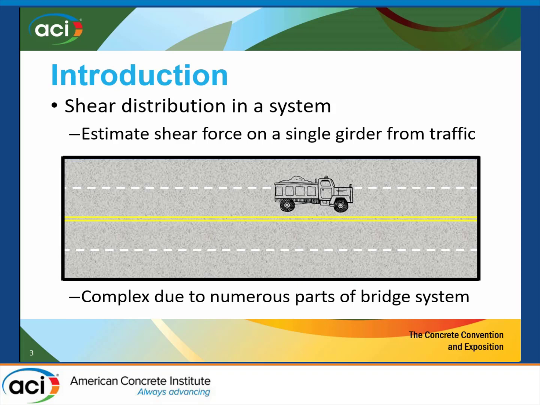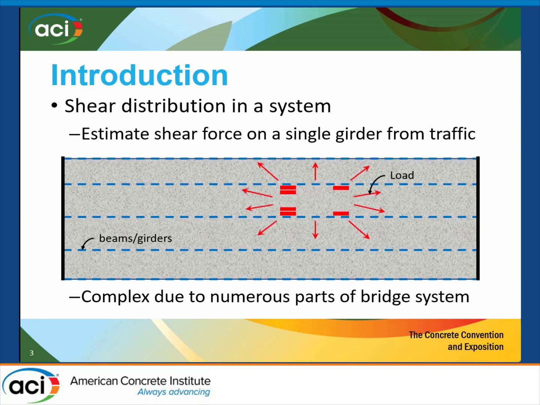Shear distribution means not flexure, but shear, obviously, and the goal is to look at a bridge and see how the shear loads distribute from traffic or trucks to each individual beam. So I'm trying to estimate the force on an individual girder from the traffic. For example, I've got a truck driving across here, but really what I'm interested in is how the shear force from the truck is distributing amongst 5 or 6 or 7 beams.